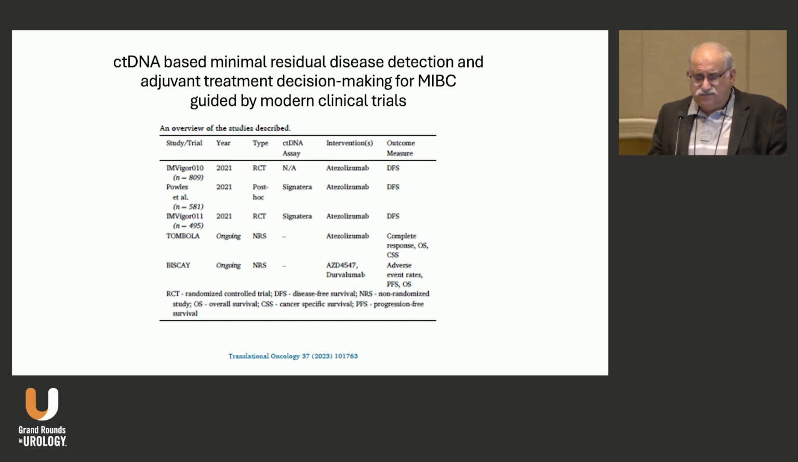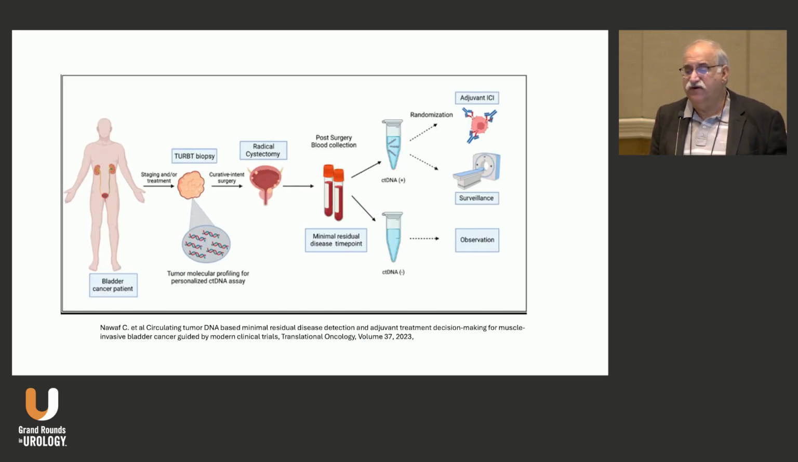So I think where we are right now in circulating tumor DNA is that the topic is really looking at minimal residual disease detection and adjuvant treatment. This is what's gotten the most interest lately, certainly in the medical oncology community, with the IMvigor010 and now the follow-up IMvigor011. It's the minimal residual disease that's really most helpful in deciding who benefits from adjuvant therapy.